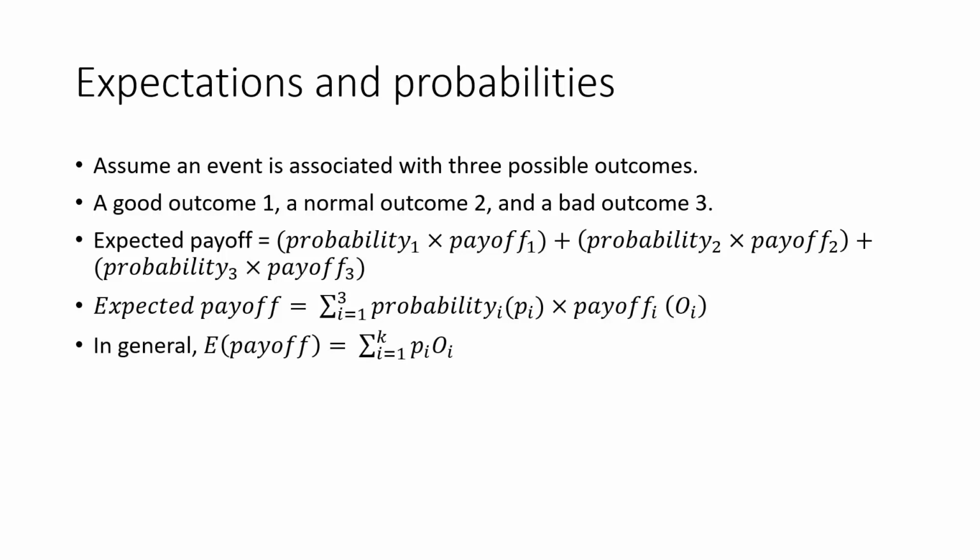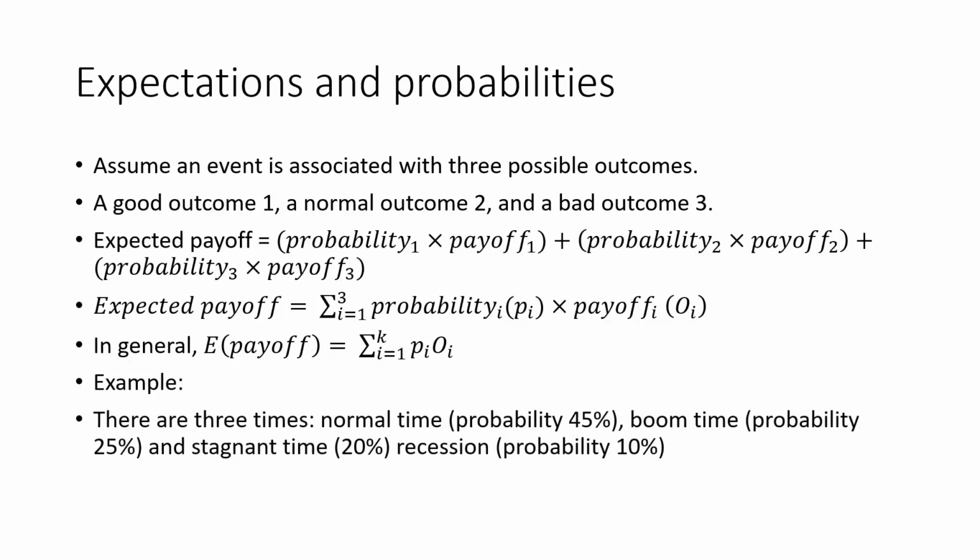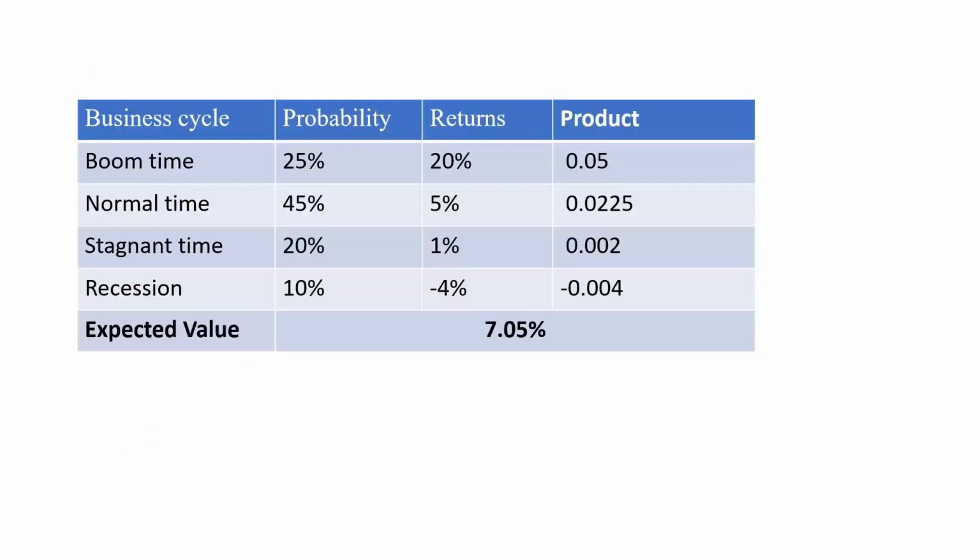So in general, therefore, we can say the expected value of payoff is the sum of i equals 1 through K of Pi Oi. Now let's take up a very specific example. In this case, we'll create 4 outcomes for 4 different types of situations in an economy, not 3 times, but 4 times. The normal times with a probability of 45%, boom times with a probability of 25%, stagnant times with a probability of 20%, and recession with a probability of 10%.